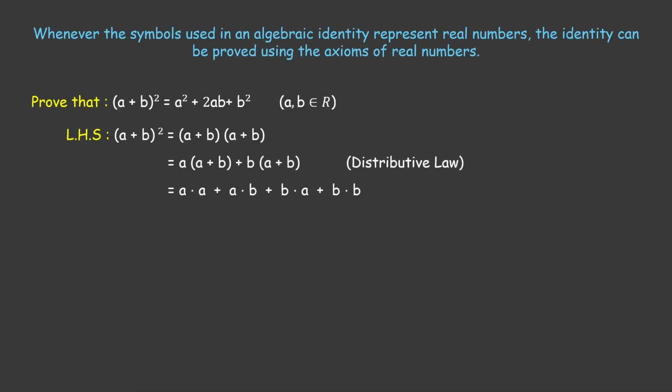a into a is a square. Then this is ab plus ba plus b square. Now we know that ab is equal to ba. So let's write this, and then we get a square plus 2ab plus b square, which is equal to the right hand side. So we can also prove the algebraic identities using the axioms of real numbers.